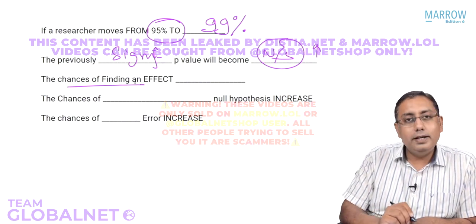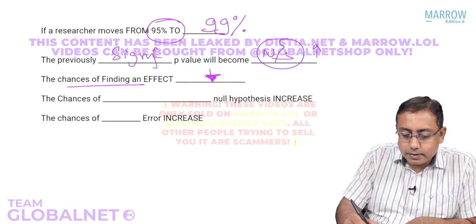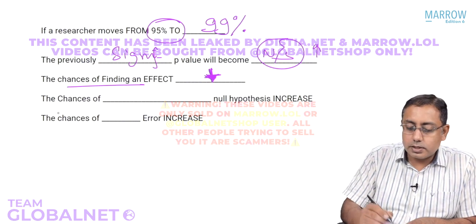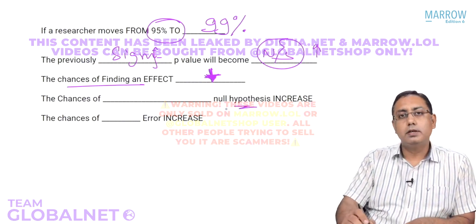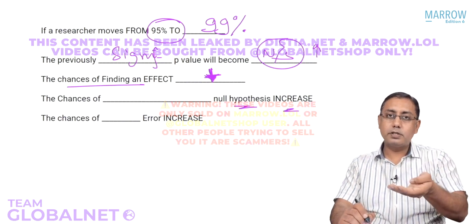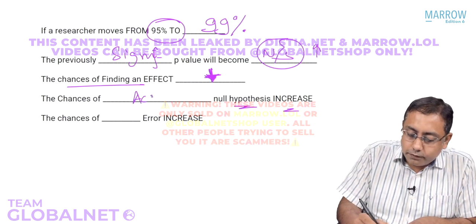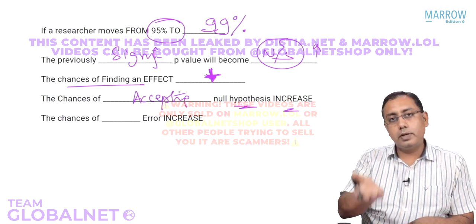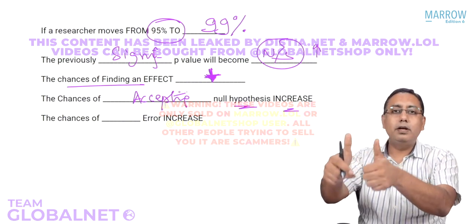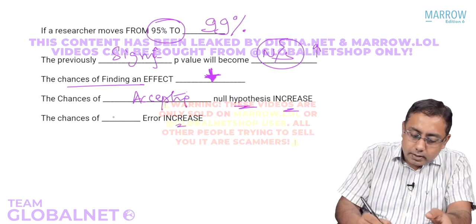That means the chance of finding an effect in the studies will increase or decrease? The chances of finding the effect will decrease. You will less find the effect. If the chance of finding the effect decreases, the chances of the null hypothesis will increase. So if you don't find the effect, the null hypothesis more will be accepted. So the chances of accepting a null hypothesis will increase. If the hypothesis is true and accepted, pretty cool. But if it is false and accepted, what error are you increasing? It is the beta error.